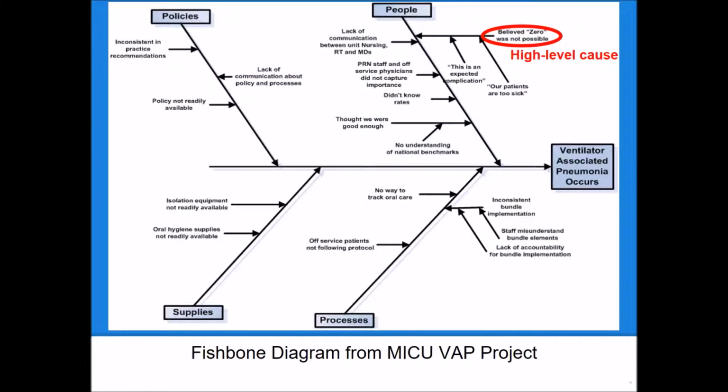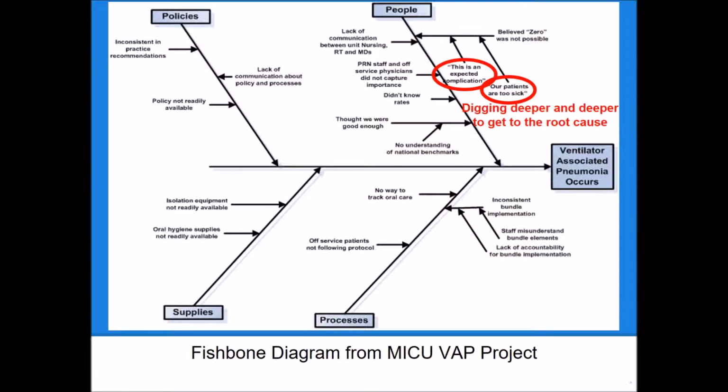They then dug down into, for instance, the people category to think of what specific causes might be contributing. For instance, they decided that many of the staff might not even believe it's possible to have 0 ventilator-associated pneumonias. But then they continued to ask why. Why might this be? And for instance, when talking to some of their staff, they realized that many staff believe that ventilator-associated pneumonias are just an expected complication of their patient population, or that their patients are just too sick to ever be able to completely eliminate ventilator-associated pneumonias.